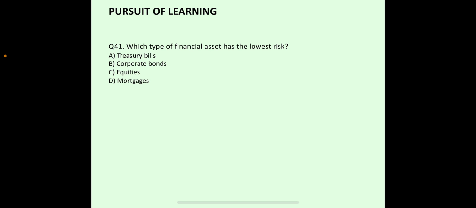Since there are three types of treasury bills, 91 day T-bill, 182 day T-bill and 364 day T-bill. So all these T-bills are issued by a government agency. That is why these are the safest and hence of lowest risk. Next question.